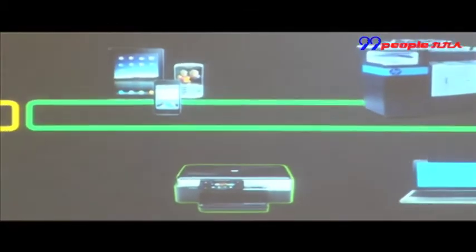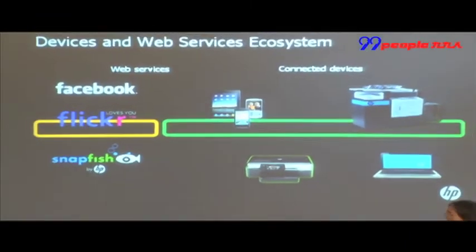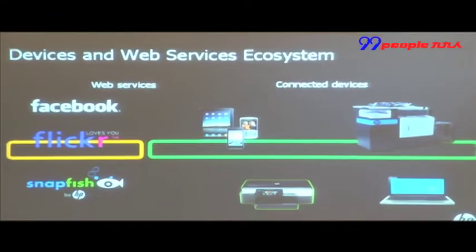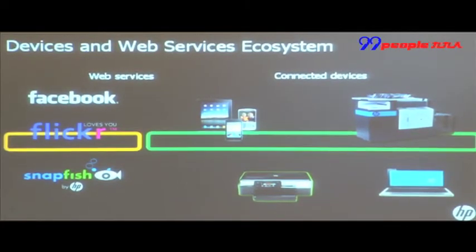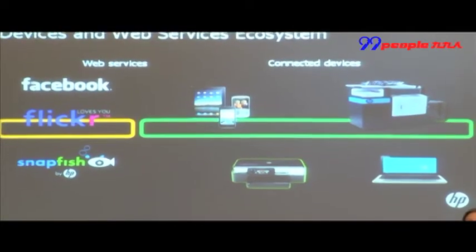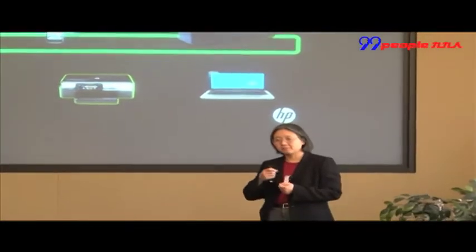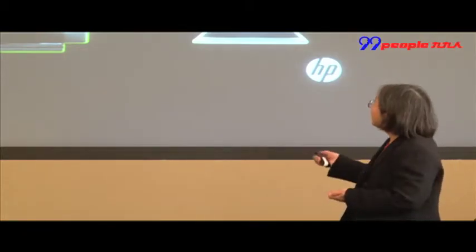So if you look at the devices and the web services ecosystem, what you see is that the devices are all connected now. Even the printers these days are connected. The new printers are all connected to the web, and they have an email address. So what that means is that you can now email a file to your printer from your mobile phone, and those can be very easily printed. And so a lot of content clearly flows among these devices.